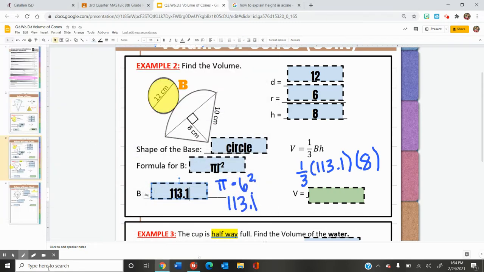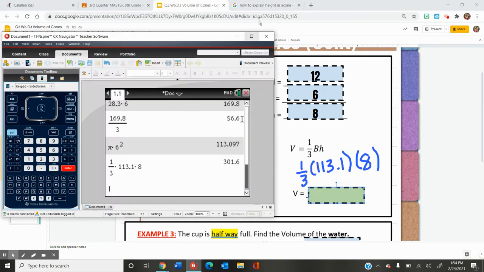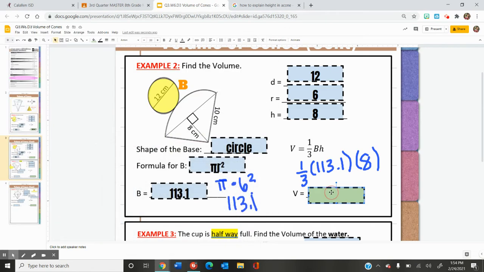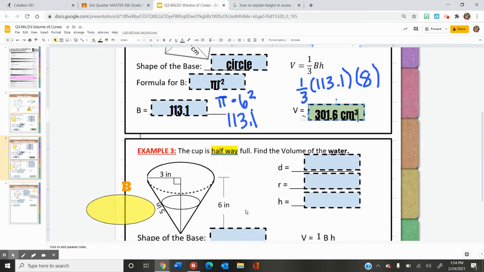So the volume of this cone is going to be 301.6. And since our unit here is centimeters, it's going to be centimeters cubed. And to get the cube, we're holding the Alt key, 0179, release, and it'll give us the superscript 3. Okay, so now let's go ahead and continue on to our third example.